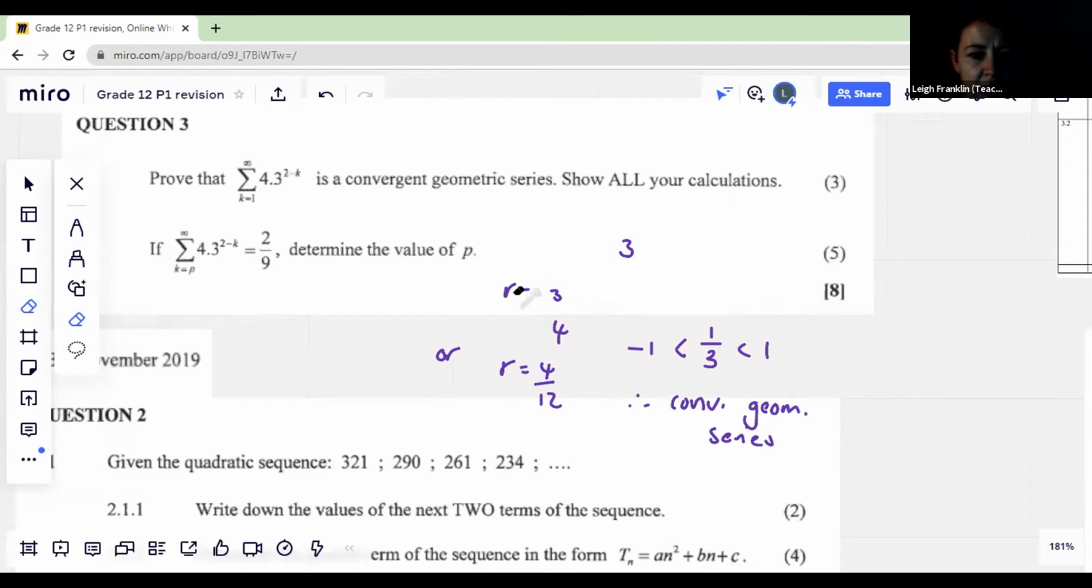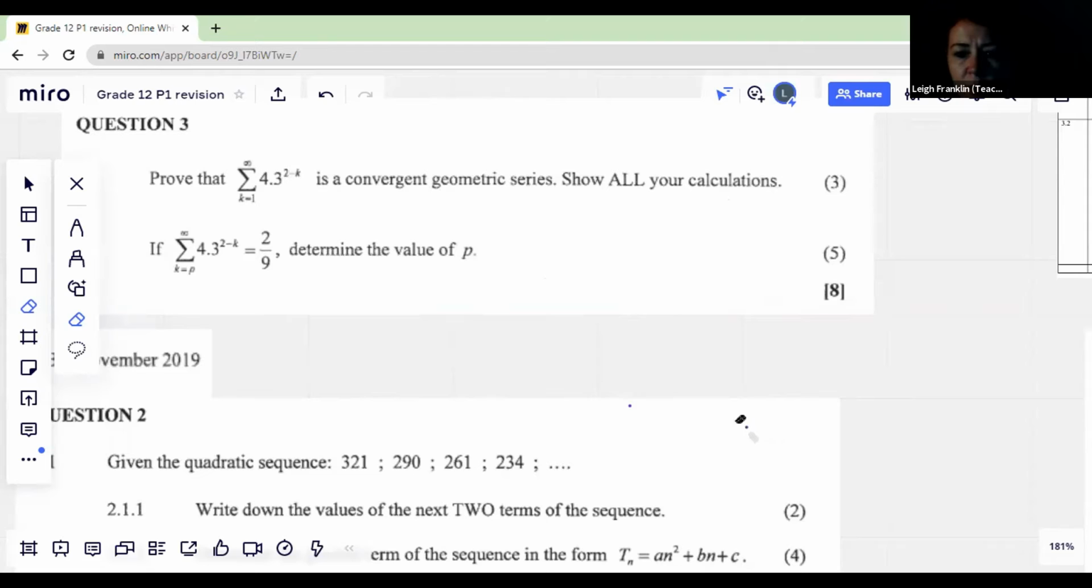All right, now they ask us if the sum to infinity, where k equals p for 4 times 3 to the 2 minus k equals 2/9, determine the value of p. All right, so this is out of 5. So what do you think we should do first of all, Matrix? And what do you think the 2/9 represents? Is the 2/9 an SN or is it a TN? And how do we know the difference?